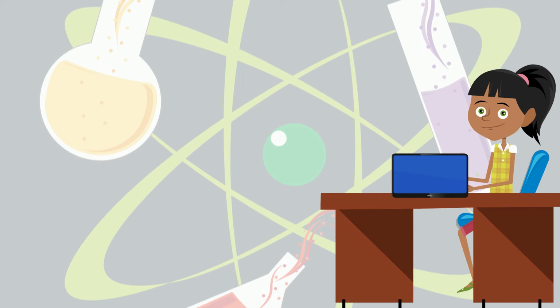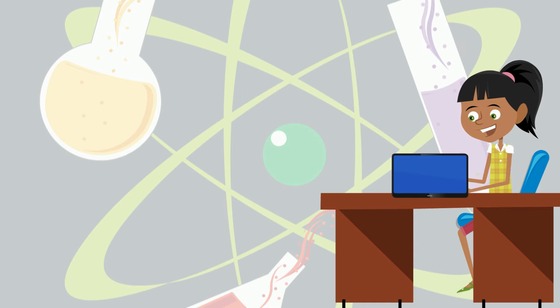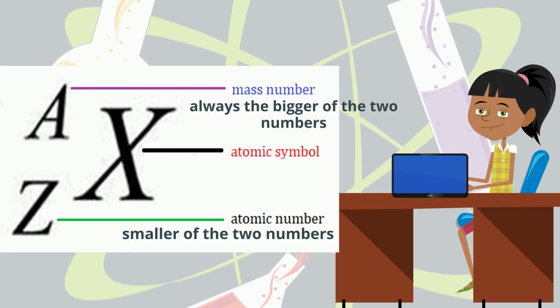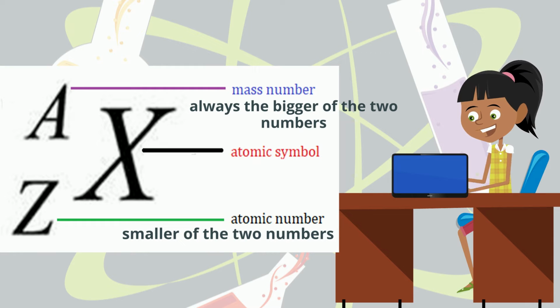On your periodic table, you will see something looking like this for each atom of an element. This is referred to as a nuclear notation. X represents the atomic symbol, A represents the mass number, and Z represents the atomic number. Nuclear notation can be used to calculate the subatomic particles.